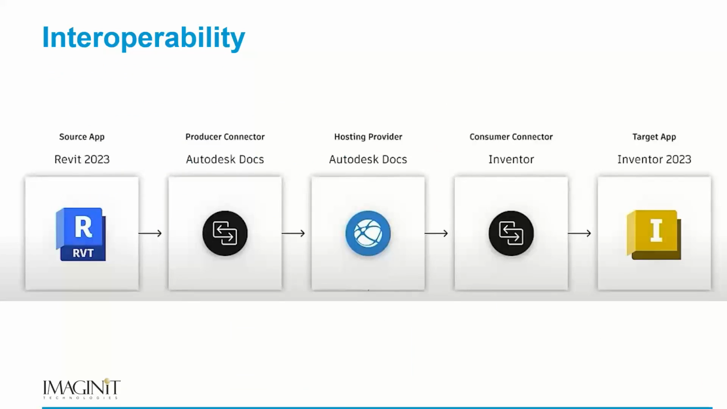So I've got this together. This, I think, makes a little more sense. We've got the source app, which is going to be Revit 2023. There's a connector, which is Autodesk Docs. It goes there, it sits there, and it gets pulled into the target app within Inventor. So as this information gets changed within Revit, we can update the connector, which then pulls that information right into Inventor. You don't have to be responsible for sending files back and forth and updating and sharing those.